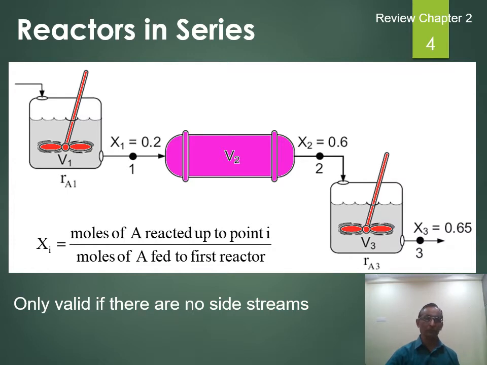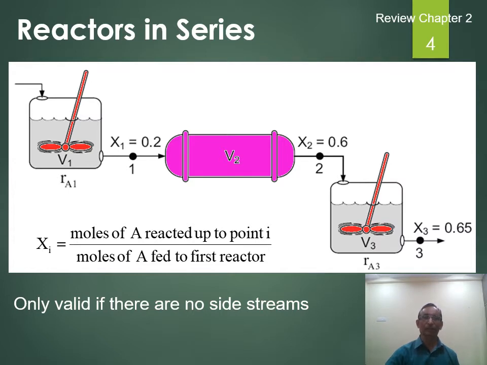For Vn, if you have a number of CSTRs arranged in series, what is that particular relation? That relation you have to use. It is not the case that V1 is equal to V3. For V1 it is different, for V3 it is different. So we have to take care of this.